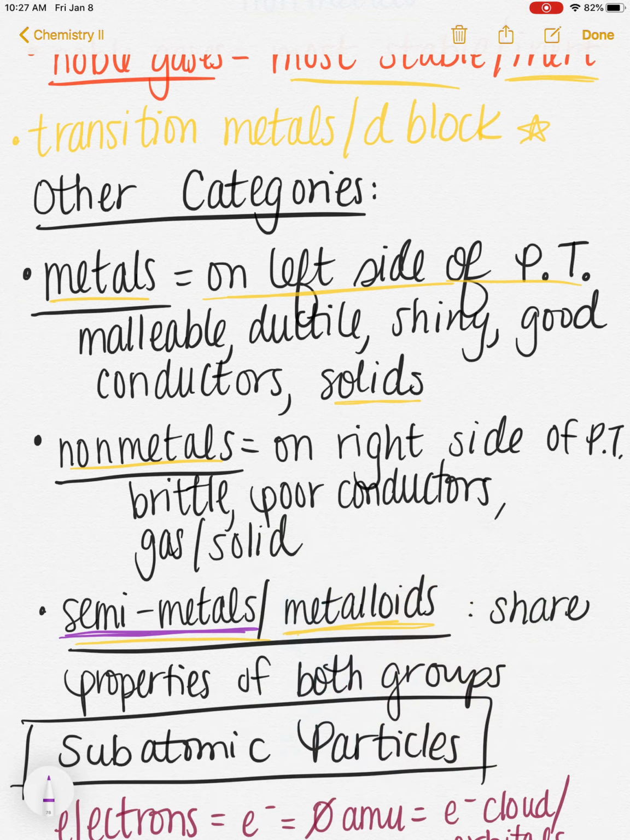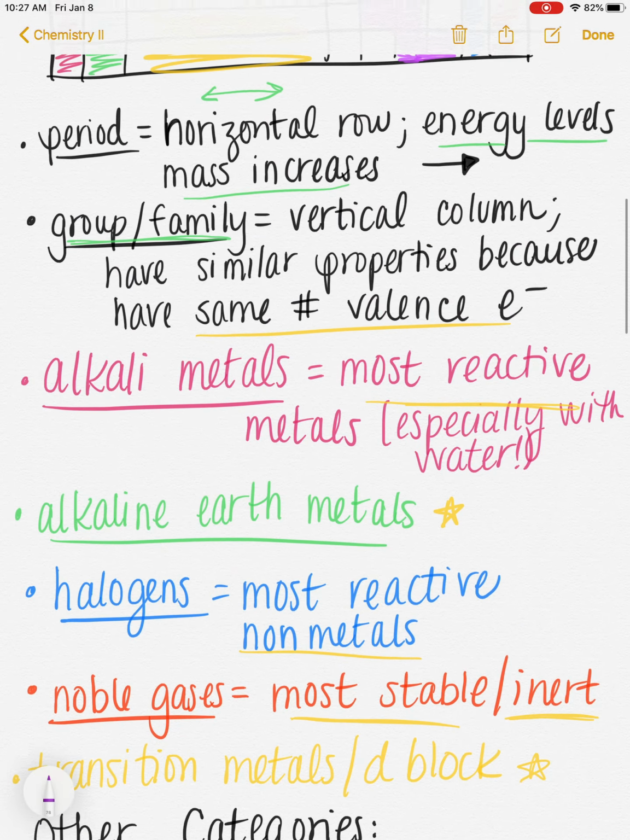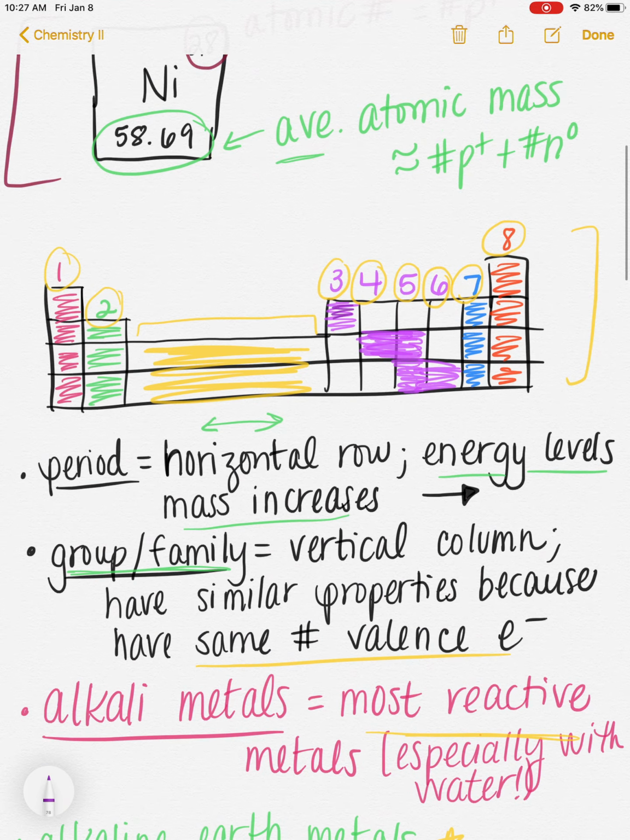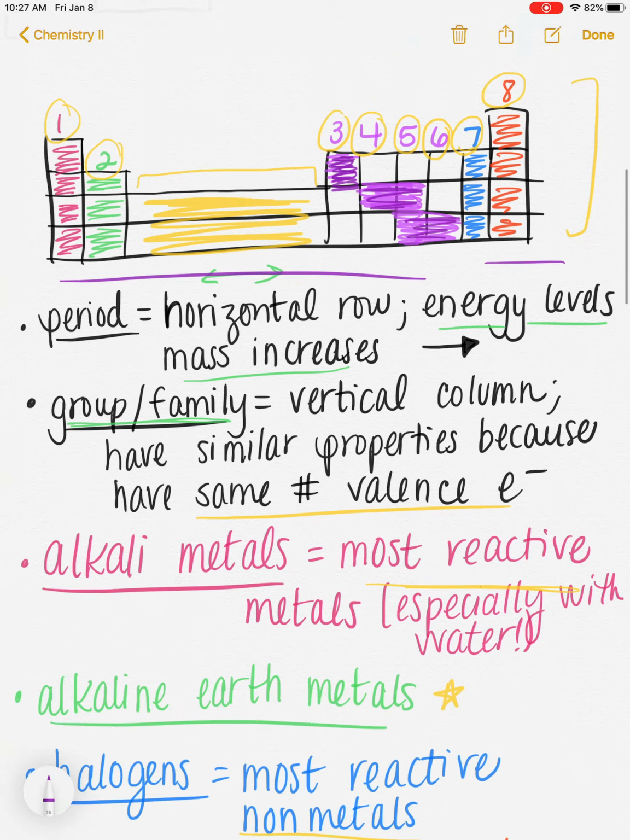I am going to put some purple here, because if we go back up to my skeletal periodic table, I have drawn in this purple stair step, which is where the semimetals are located, and they form the borderline between the metals on the left side and the nonmetals on the right side.